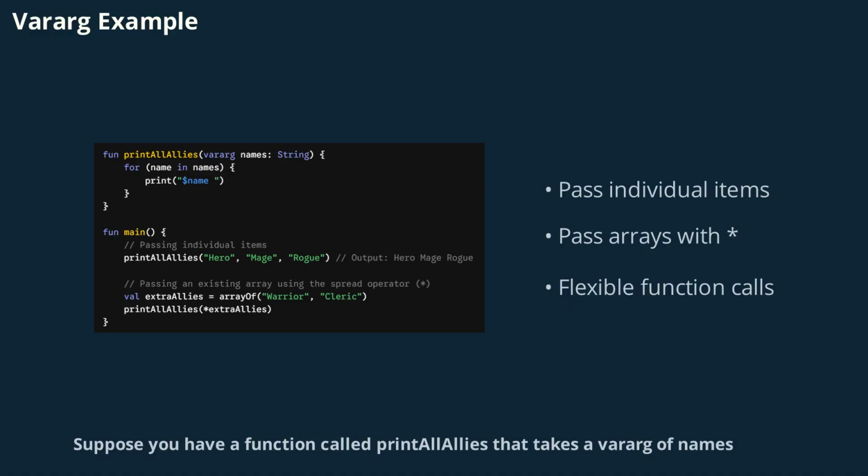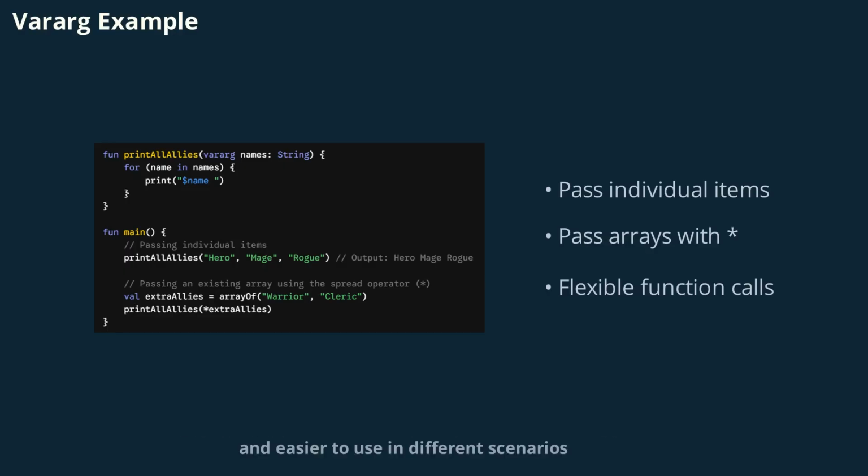Suppose you have a function called printAllAllies that takes a vararg of names. You can call printAllAllies("hero", "mage", "rogue") to pass individual items, or use printAllAllies(*extraAllies) to pass an array. This flexibility makes your functions more adaptable and easier to use in different scenarios.